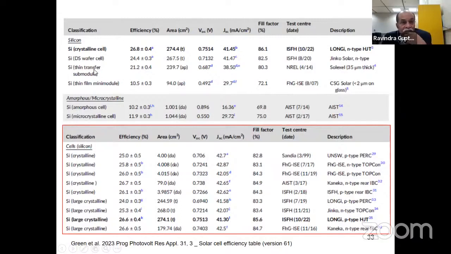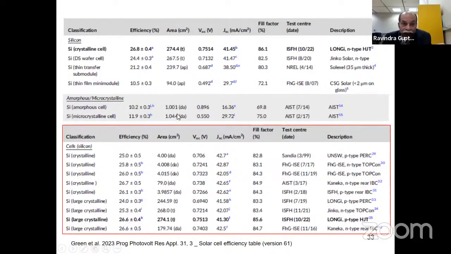But for the thin film, this is 21.2%. But when we have a mini module thin film, this is 10.5%. This is from the company CSG Solar. Here, the thickness is less than 2 micron. Okay, the thickness is very, very thin. What about the amorphous silicon? You can see this is very, very low, 10%, 11%.